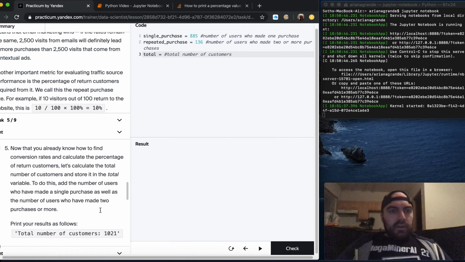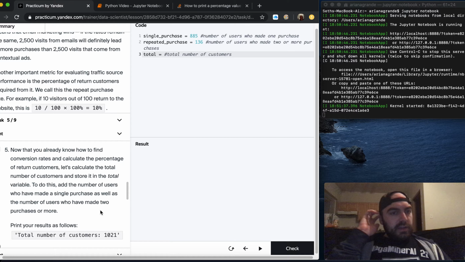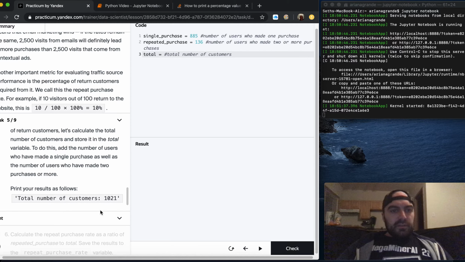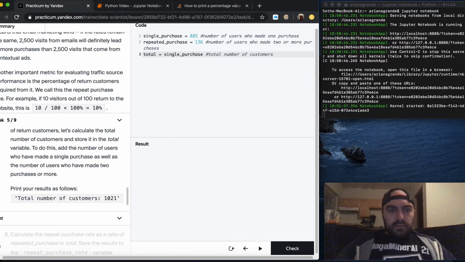Now that we know how to find conversion rates and calculate the percentage of return customers, let's calculate the total number of customers and store it in the total variable. To do this, add the number of users who have made a single purchase as well as the number of users who have made 2 purchases or more. Total number is equal to single purchase plus repeated purchase.